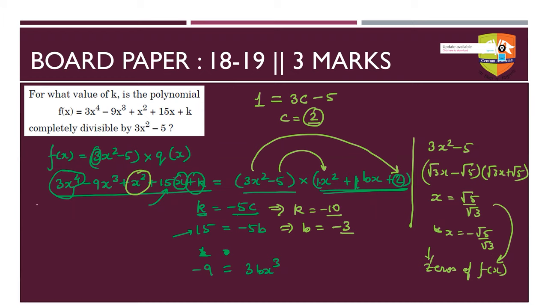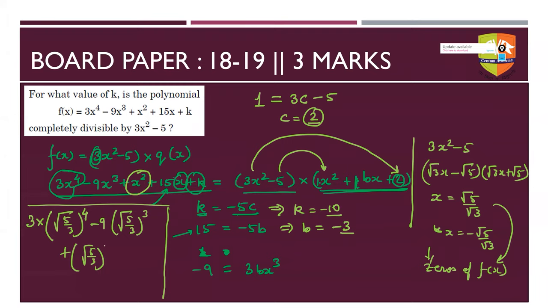So what he has done, probably, did you do this part this way? But it might attract some calculation. But anyway, what he would have done is this. This is what you mean, Anish. Root of 5/3 whole to the power 4 minus 9 root of 5/3 whole to the power 3 plus root of 5/3 whole to the power 2 plus 15 root of 5/3 plus x plus k is equal to 0, and you solve for k. Is this what you are talking about?